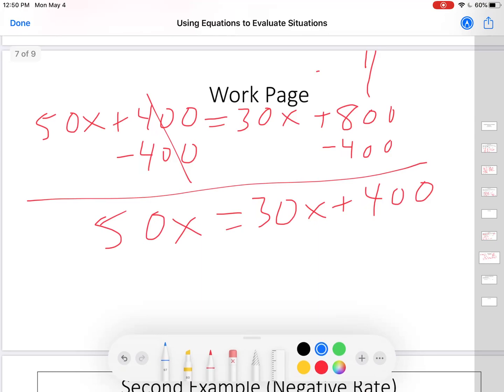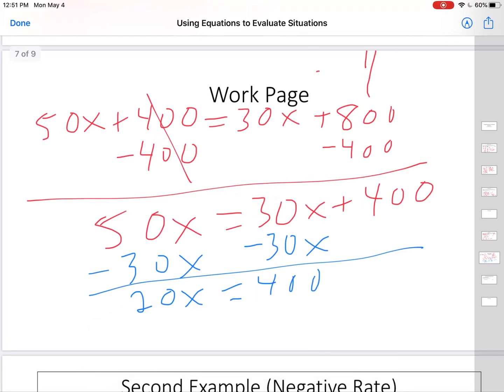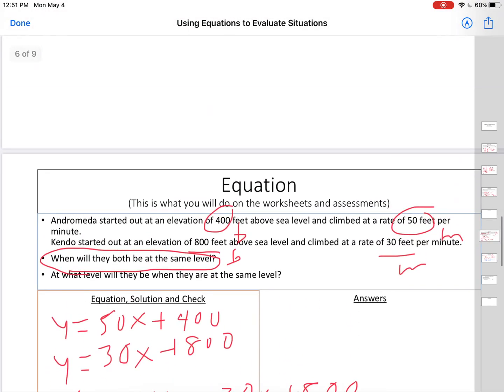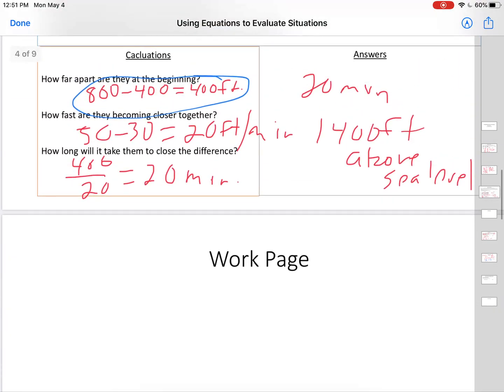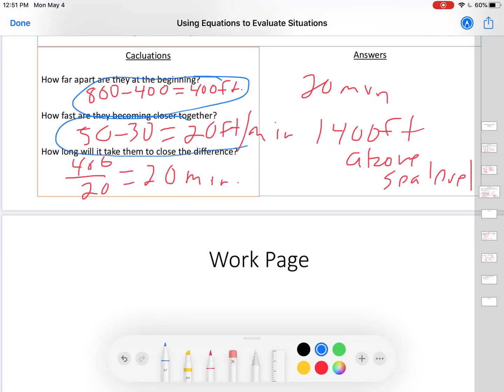Okay, here's x on this side, here's x on that side. Let's subtract 30x from both sides. I get 20x equals 400. 50 minus 30 is 20. Where have we seen that before? Right here.